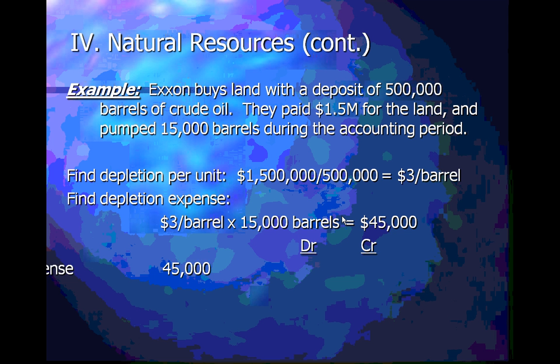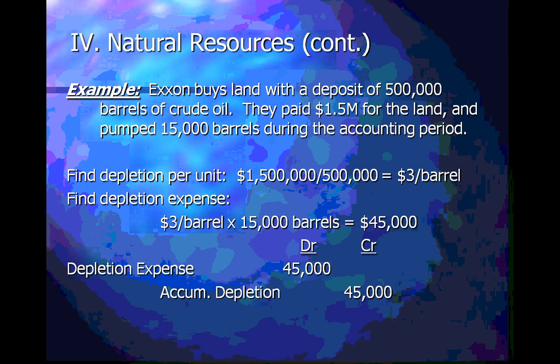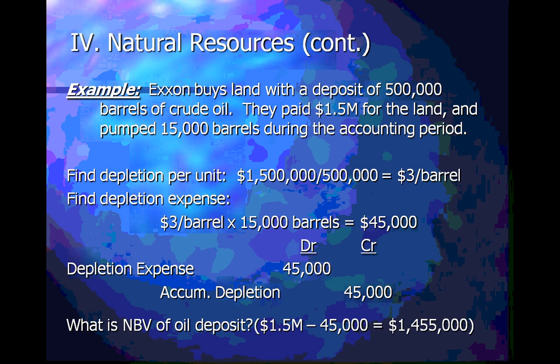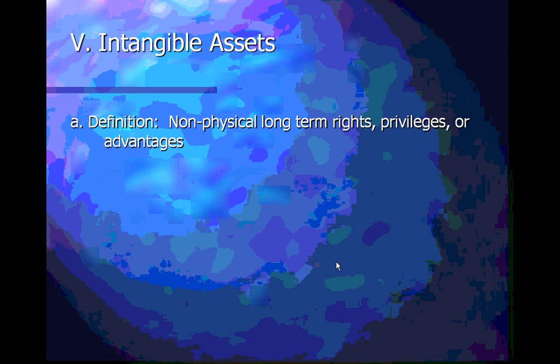Here's what your debit looks like. Depletion expense, very much like depreciation expense. And here we call it accumulated depletion. So very, very similar. You just replace the word depreciation with the word depletion because you depleted it. Okay. What's the net book value of the oil deposit after this year? Well, 1.5 million minus the accumulated depletion, so 1,455,000. That is the 1.5 million minus the 45,000. Pretty simple.